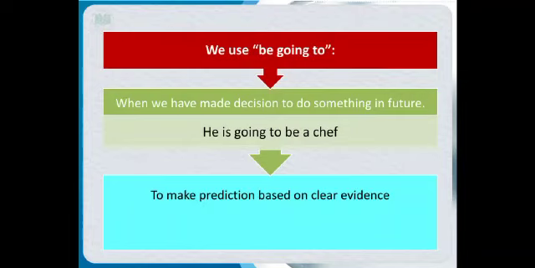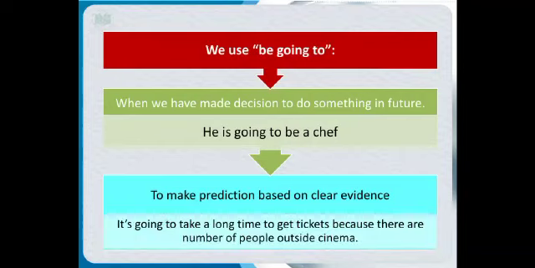And the second use of be going to is to make predictions based on clear evidence. We are predicting here also, but these predictions are based on clear evidence. It's going to take a long time to get tickets because there are a number of people outside the cinema. So here, why is the person saying that it's going to take a lot of time? Because there is so much crowd of people and we are sure that it can take a long time. So going to is used for predictions that have clear evidence. If we do not have clear evidence, we will use will with it, not going to.